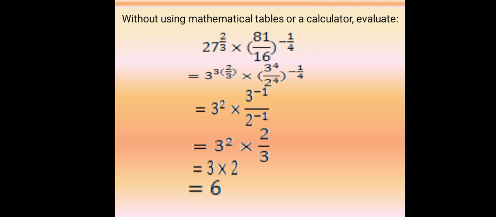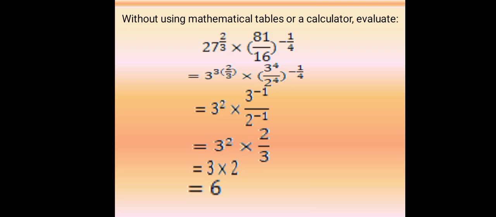And 16, we can also write to the base of 2, so that we have 2 raised to the power of 4. Now you can see all of these figures have to be multiplied by negative a quarter as the power. So the 4 will cancel, so that we shall have the figures 3 raised to the power negative 1 and 2 raised to the power negative 1.